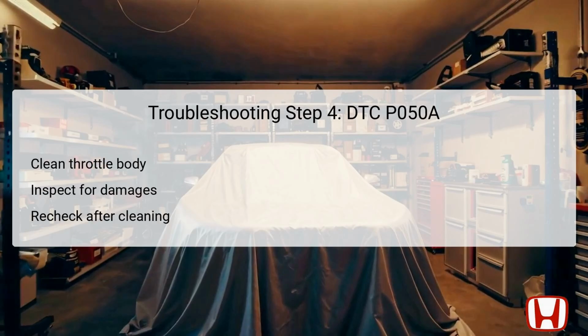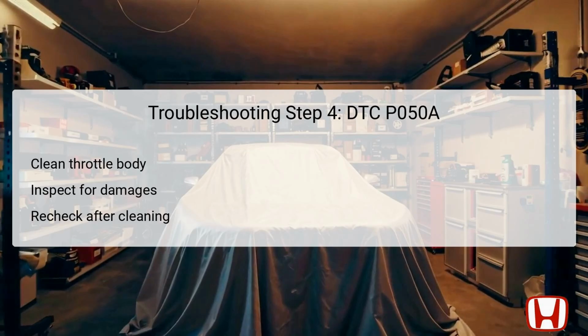For troubleshooting step 4, it is essential to perform a thorough visual inspection of the throttle body after cleaning. Disconnect the throttle body inlet hose before proceeding, and clean the throttle body to remove any dirt, carbon buildup, or other contaminants that may have accumulated. Any debris in the throttle body can obstruct airflow, resulting in performance issues and triggering the P050A code.